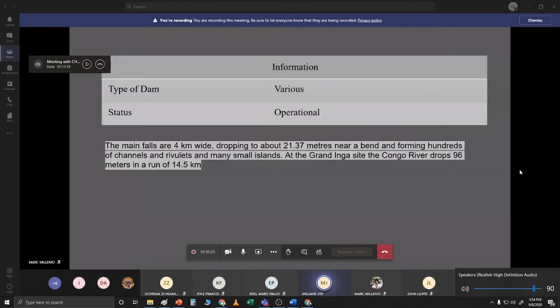So, another information. Type of dam, various, status, operational. The main falls are 4 kilometer wide, dropping to about 21.37 meters near a bend and forming hundreds of channels, rivulets, and many small islands. And at the Grand Inga site, the Congo River drops 96 meters in a run of 14.5 kilometers. So, parang yan lang po yung information na nasa-search dyan.